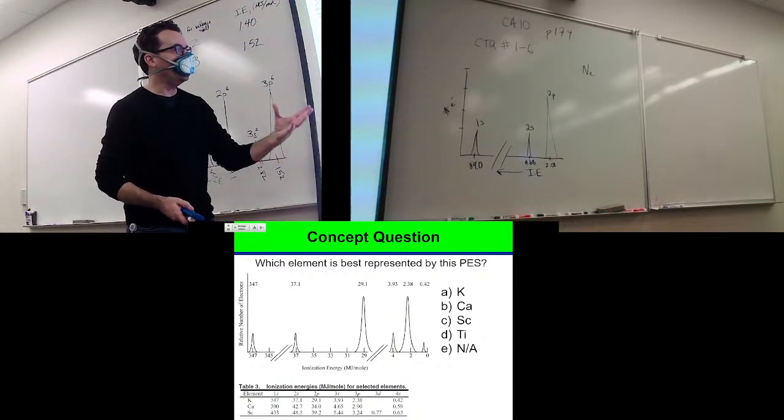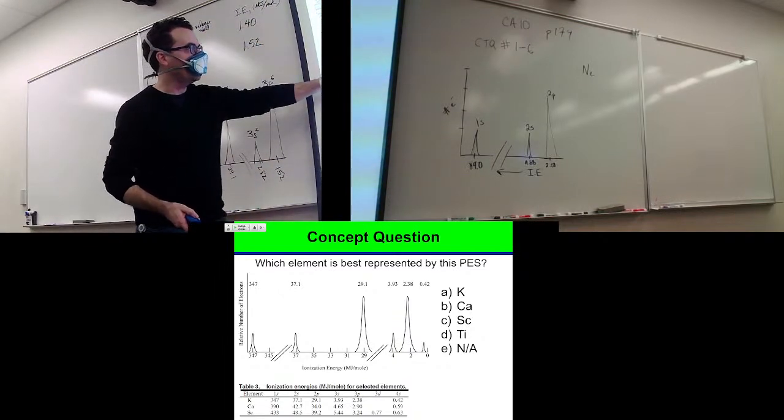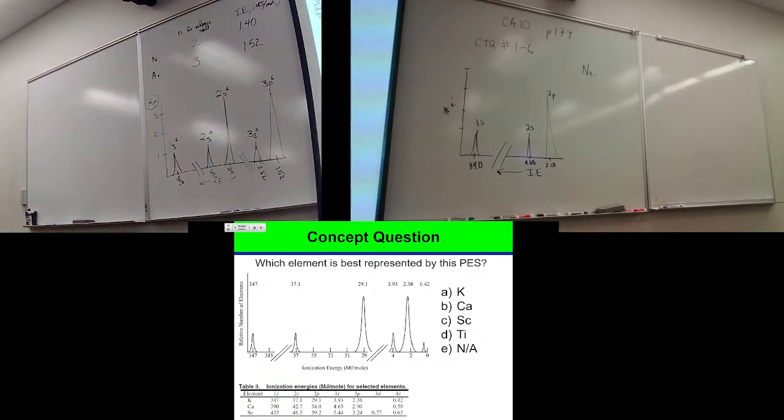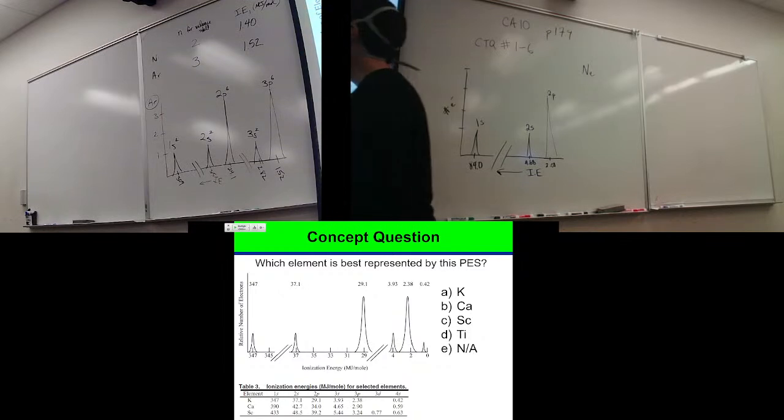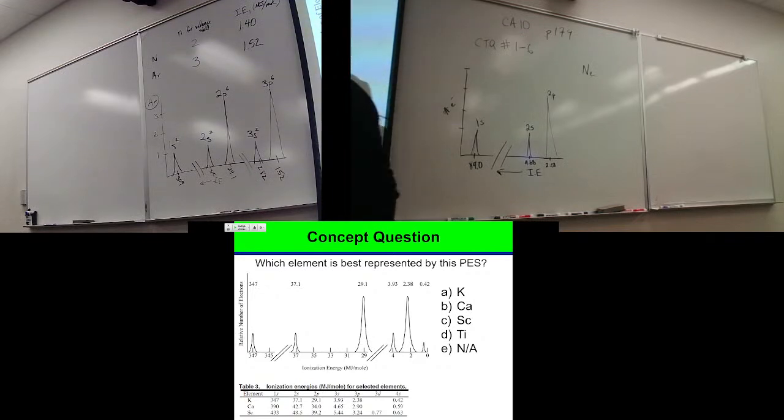Now, let's look at the heights. This represents 2 electrons, 2 electrons, 6 electrons, 2 electrons, 6 electrons. This one is half as tall as that one, so that only represents 1 electron. So the 4S has 1 electron in it. That has to be potassium.